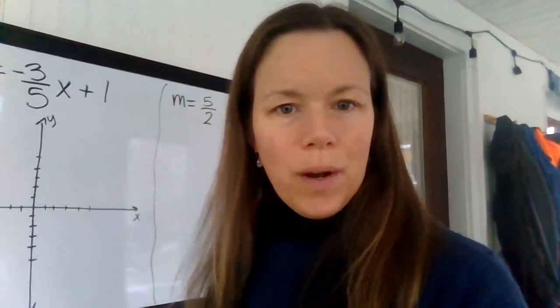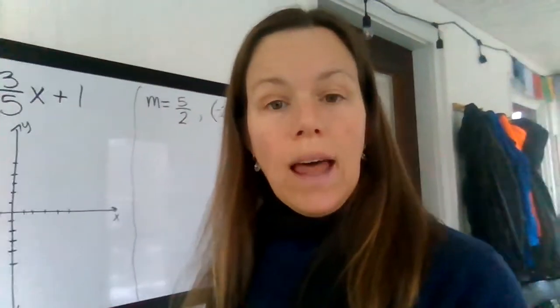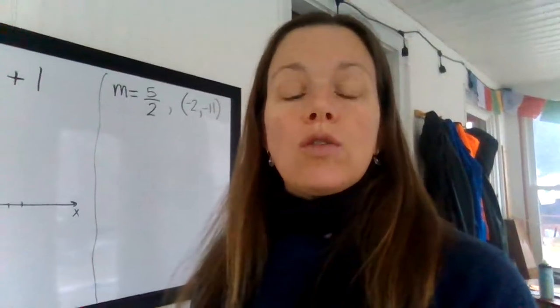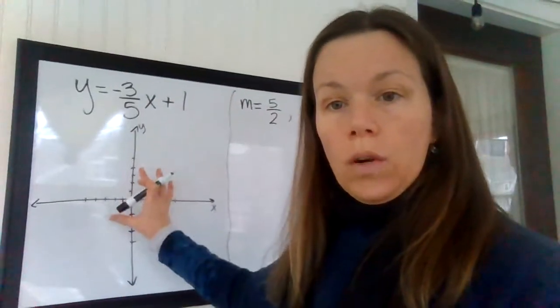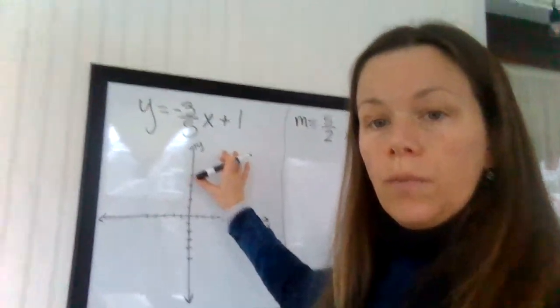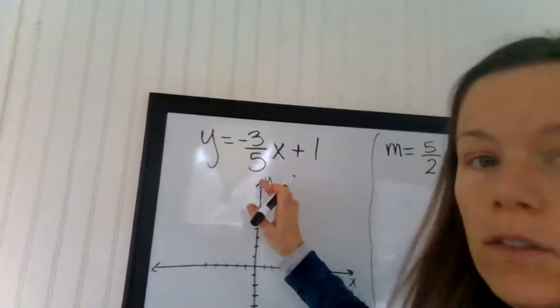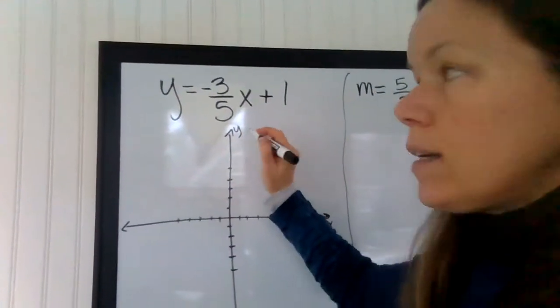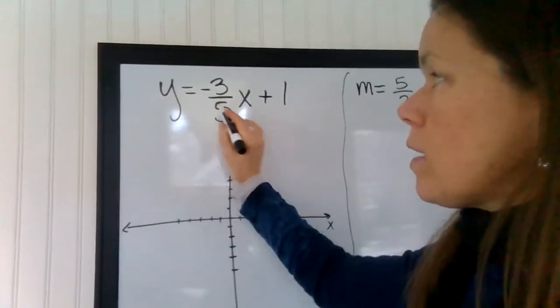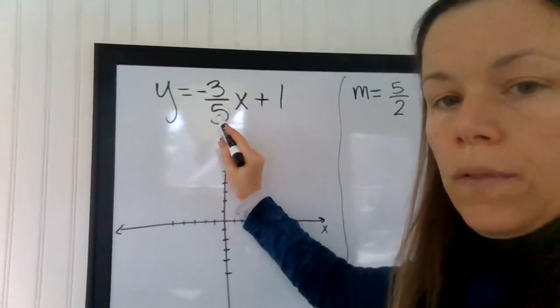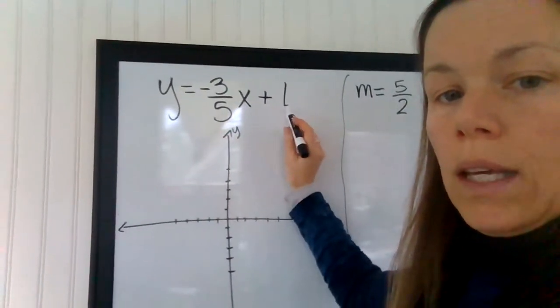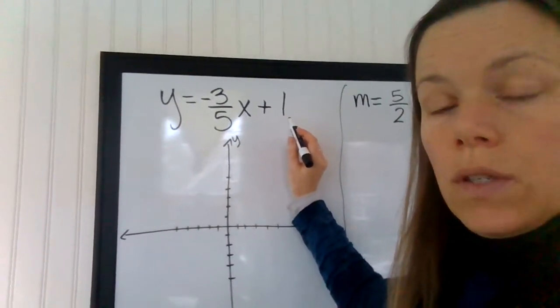Good morning, algebra. Let's review what we talked about in class yesterday about graphing equations on our coordinate plane from slope-intercept form. Remember that slope-intercept form is y equals mx plus b, where m is the slope of the equation and b is the y-intercept.